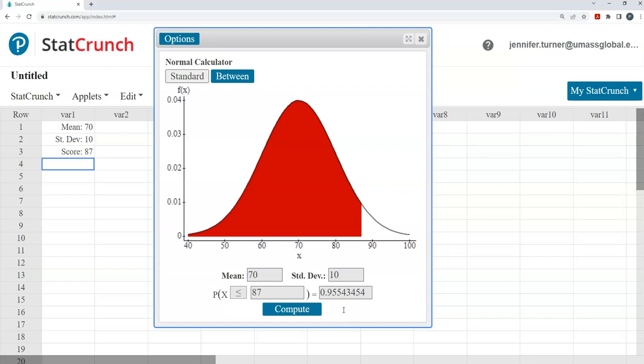That's it. That's all the technology you need to do for discussion board number 3.